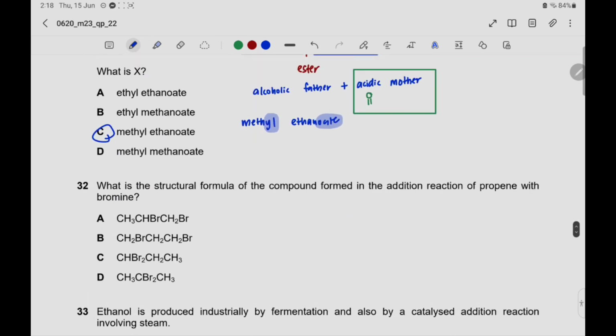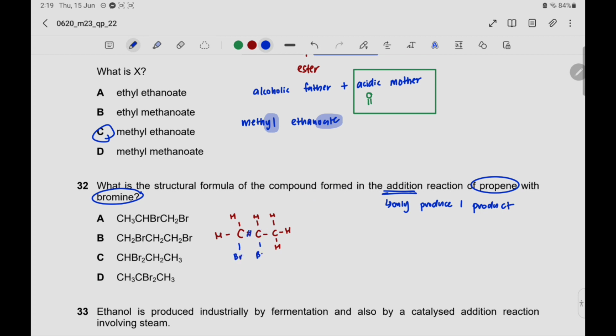What is the word addition? Addition means that only 1 product is produced. So when propene reacts with bromine, you don't know what your answer is, right? But it's okay, we draw it out. Propene, 3 carbon. Anywhere you want to put, actually only 2 places, because you can put in front or at the back. It doesn't matter because propene means 3 carbon, right? So as long as you put left or right, it's the same. Whenever you react with bromine, you will open up the double bond to become Br here and Br here. So how do I name them?